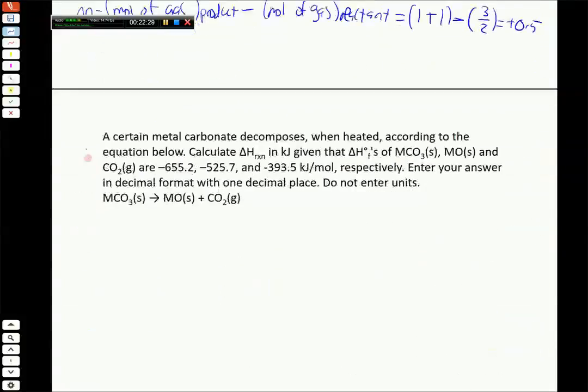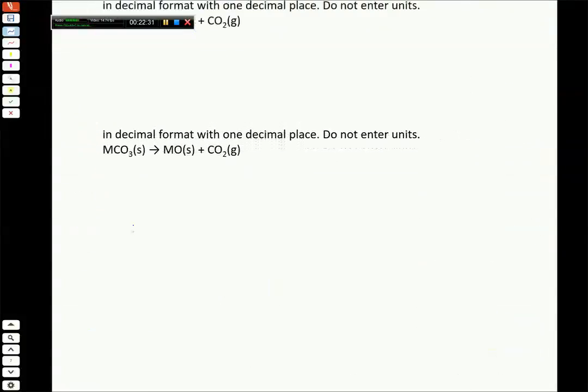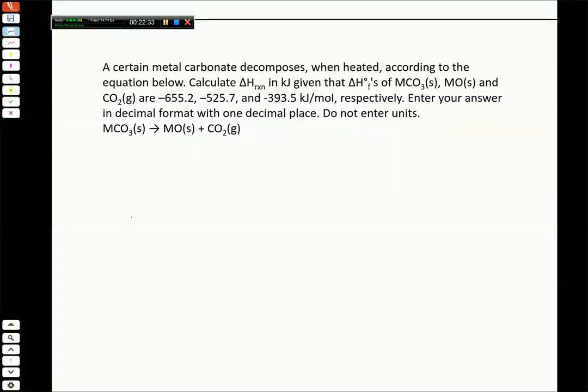Alright, on to the next one here. This one is asking us to then calculate delta H using delta H of formation. So we have a certain metal, this chemical equation here, metal carbonate decomposing to metal oxide and carbon dioxide. We saw some examples of that in class. And we want to calculate the delta H for the reaction if we know the delta H of formation for the reactants and products. And we have the 3 numbers there.